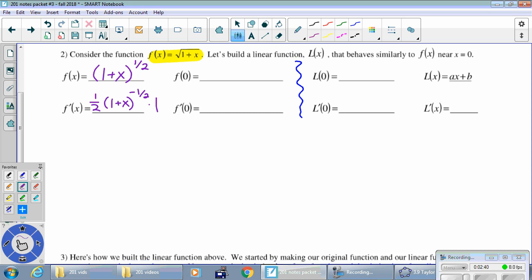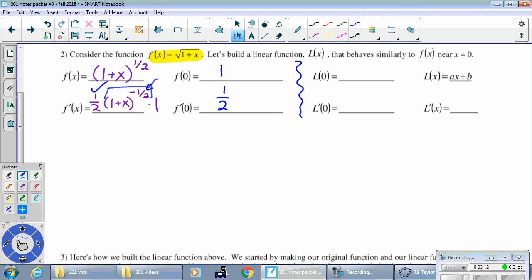And then what we're going to do in the next column is plug 0 in for the x's. So f of 0 is really just (1 plus 0) to the half, which is really 1 to the half, and 1 to any power is 1. And then in the next blank down below, f prime of 0, we're plugging 0 in for x. So again, we get 1 plus 0, that's 1. And then 1 to any power, including the negative 1/2 power, is 1. Times a half gives me, at the end of the day, half.